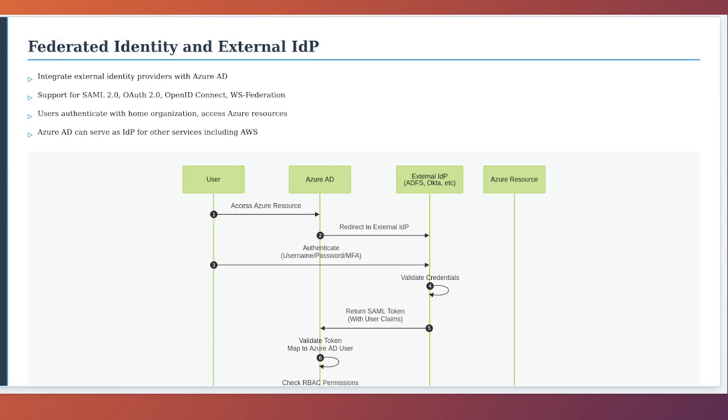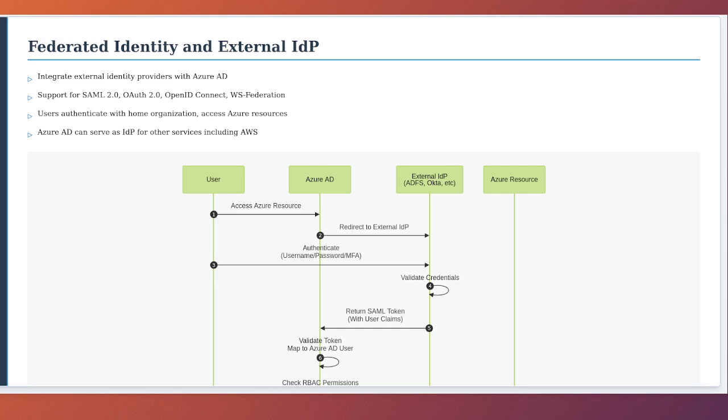Azure AD provides federation capabilities built into the core identity platform. Azure AD supports multiple federation protocols: SAML 2.0 for traditional enterprise federation, OAuth 2.0 and OpenID Connect for modern application integration, and WS-Federation for older Microsoft applications. This multi-protocol support means you can integrate with virtually any identity provider.